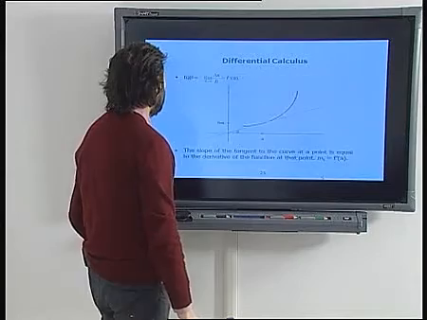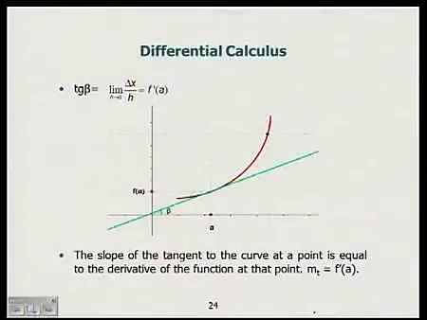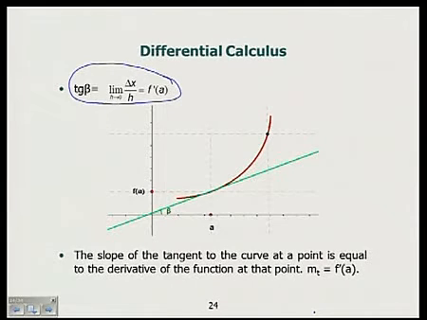Then we can build the tangent of beta equal to the limit as h approaches 0 of delta x over h, and this is the derivative at point A, right here.